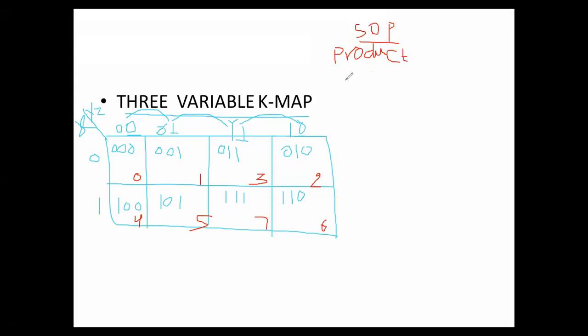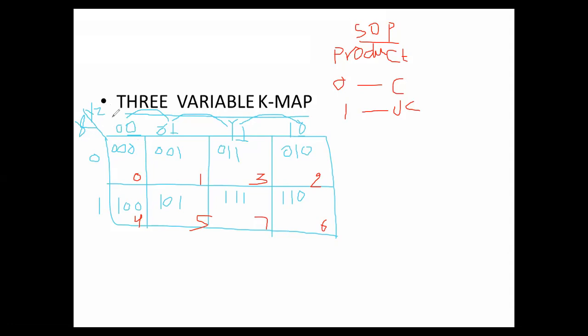Here, if 0 is there, then that will be taken in complemented form. If 1 is there, then that will be taken in uncomplemented form. This is A bar, B bar, C bar. Sorry, here we are taking the variables X, Y, Z. That's why X bar, Y bar, Z bar.